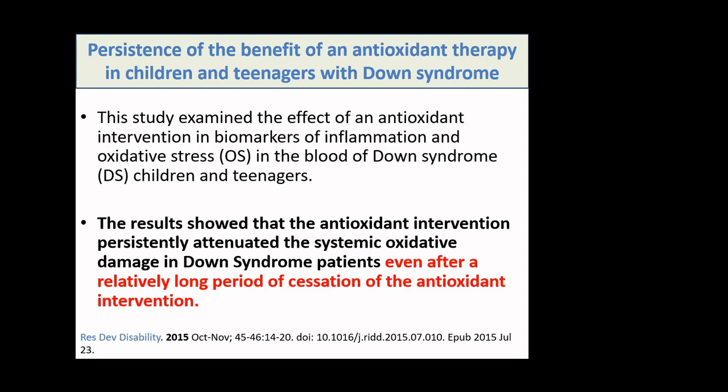Fortunately, in Down syndrome children, the study shows that once you give antioxidant therapy, the benefits continue for some time, even after you stop that therapy. This study examined the effect of an antioxidant intervention on biomarkers of inflammation and oxidative stress in the blood of Down syndrome children and teenagers. The results showed that the antioxidant intervention persistently attenuated the systemic oxidative damage in Down syndrome patients, even after a relatively long period of cessation of the antioxidant intervention. They stopped for at least 6 months, and they still found the benefits were still there.